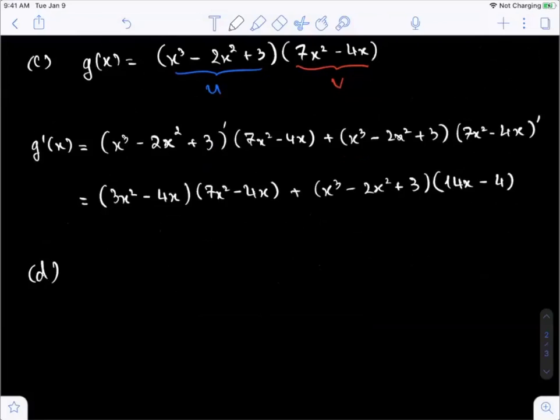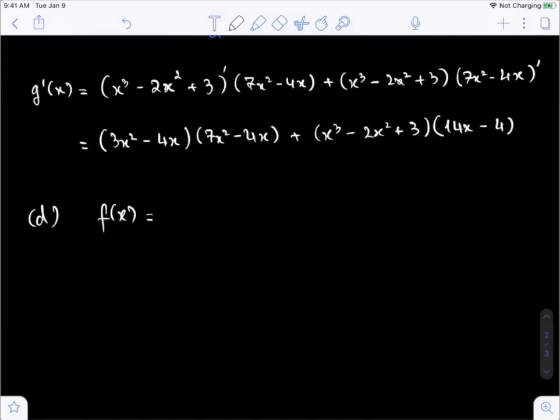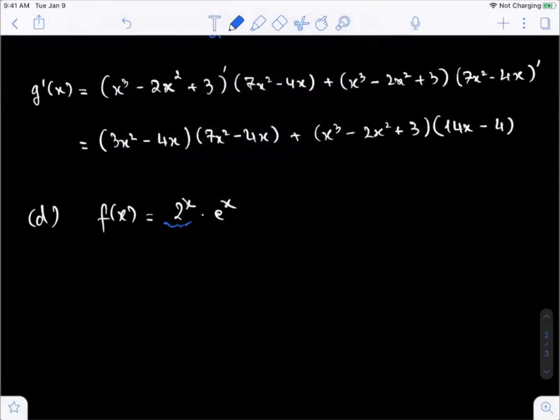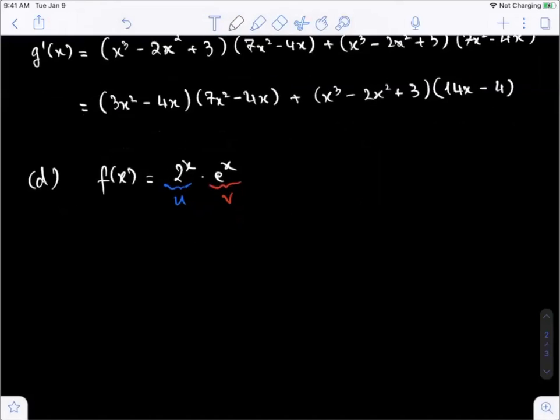D, you have the function f of x equal to 2 to the x times e to the x. Right. So the first function is u. So u is equal to 2 to the x, and v is equal to e to the x. Right. So the derivative is 2 to the x prime times e to the x plus 2 to the x times e to the x prime.